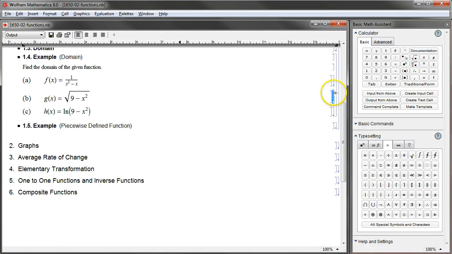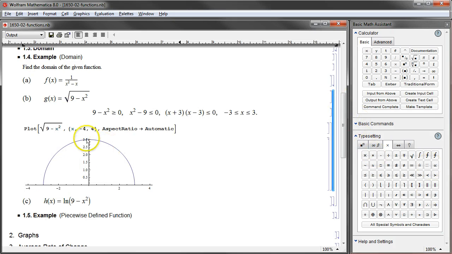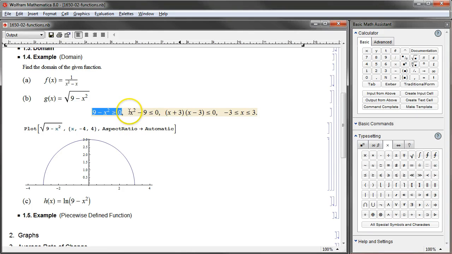How about this problem? The square root of 9 minus x squared. The inside has to be greater than or equal to 0, so we end up with a quadratic inequality. 9 minus x squared is greater than or equal to 0, so it's equivalent to say x squared minus 9 is less than or equal to 0. So after factorization, do the sign analysis, and you get negative 3 to 3 inclusive.